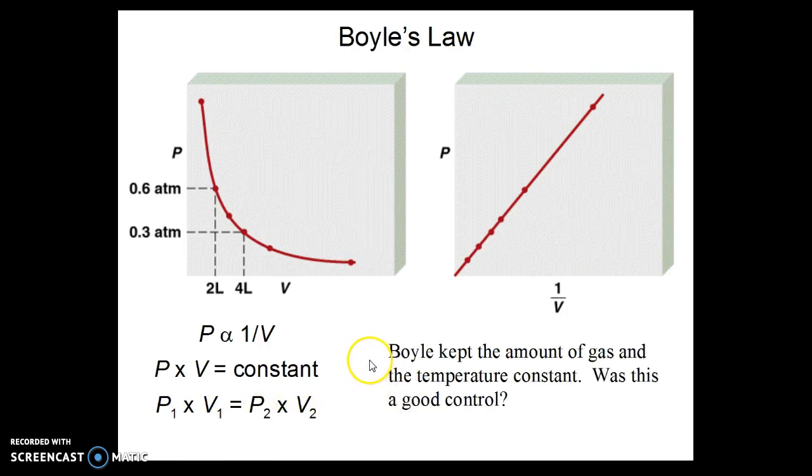Boyle kept the amount of gas and the temperature constant. You can ask yourself, was this a good thing to control? Is it necessary to control these two variables? Now, if you graph the pressure against the reciprocal of volume, you will get a straight line.